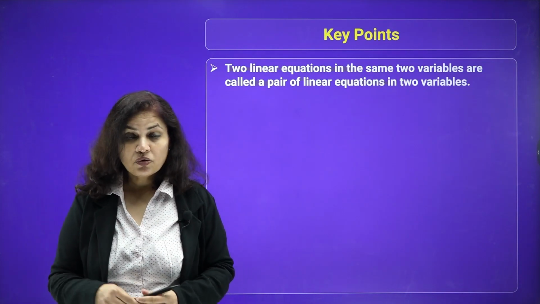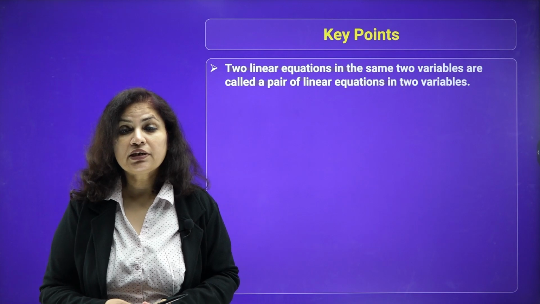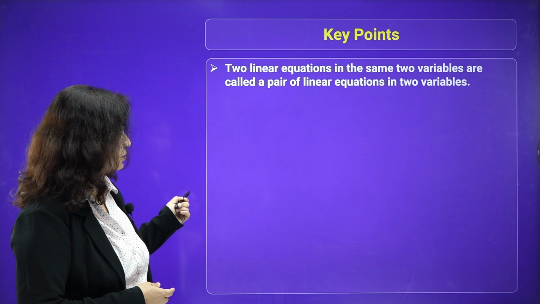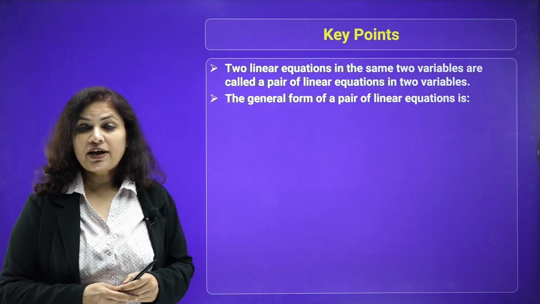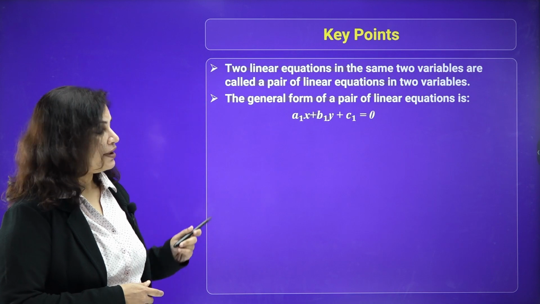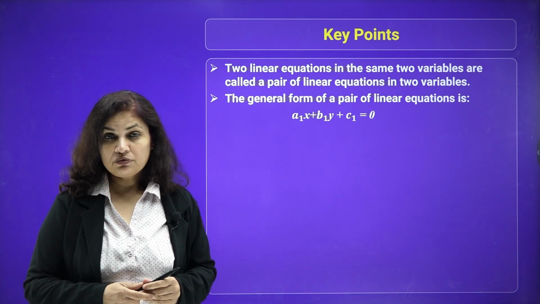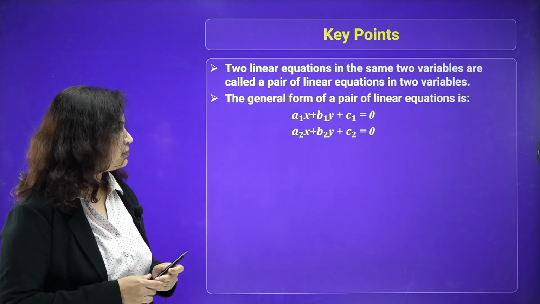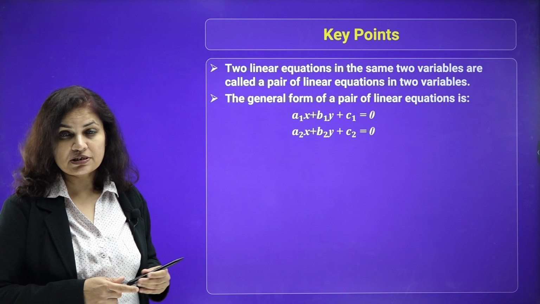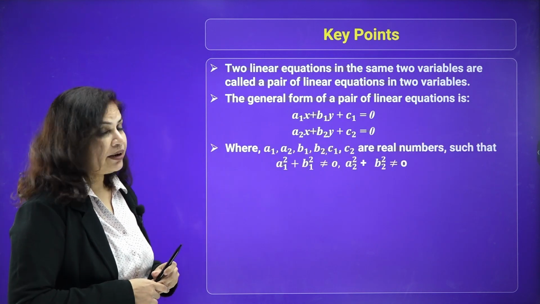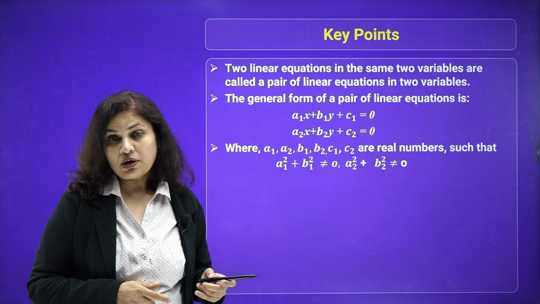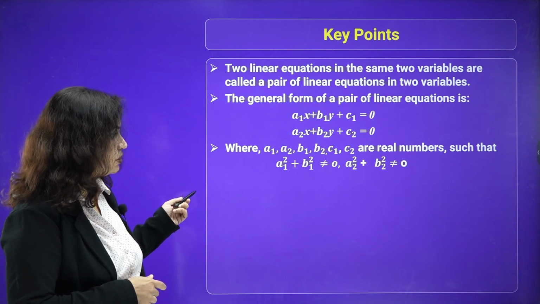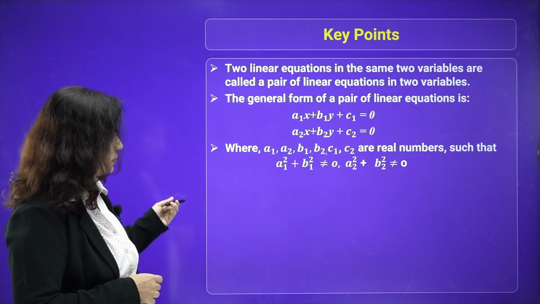Now, let us quickly go through the key points. Two linear equations in the same two variables are called a pair of linear equations in two variables. The general form of writing a pair of linear equations is A1x plus B1y plus C1 equal to 0, the first equation in the variables x and y, and the second equation is A2x plus B2y plus C2 equal to 0, where A1, A2, B1, B2, C1, C2 are all real numbers and A1 square plus B1 square not equal to 0, the same with A2 square plus B2 square.